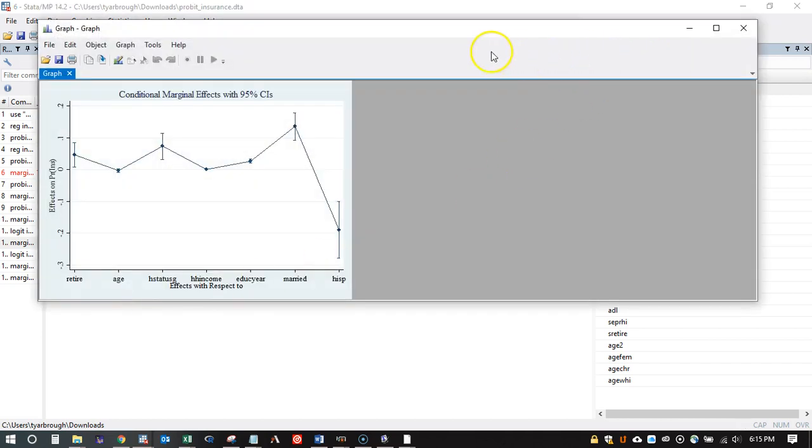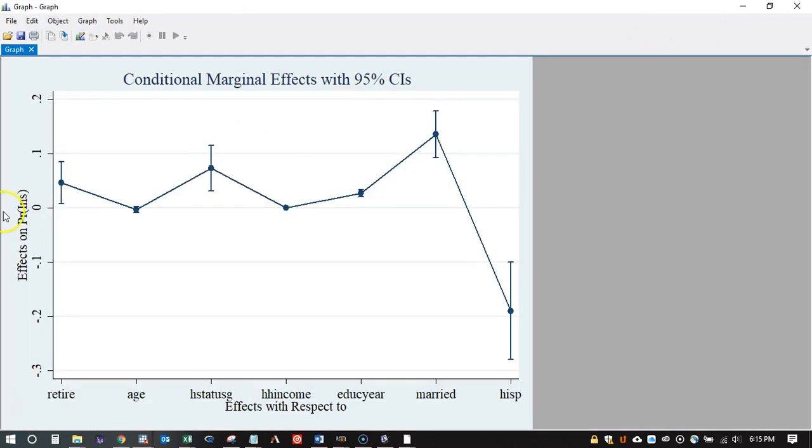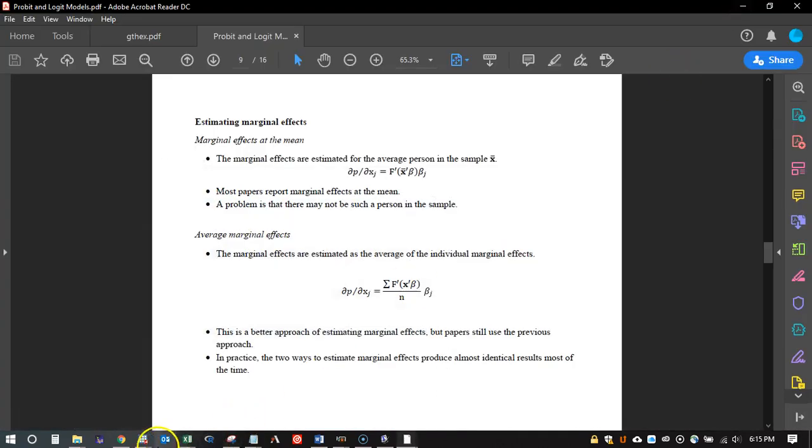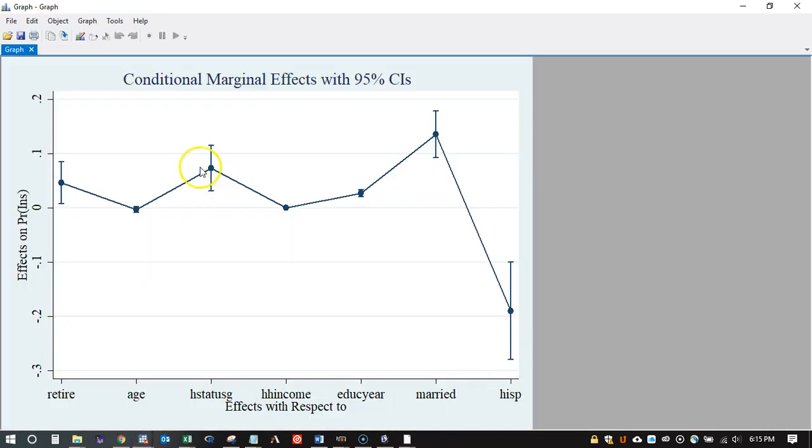All right, and this spits out a really interesting graph, and here's how you can interpret this graph. This is 0, so you can imagine here is no effect. If you look back at the regression results, you'll see that age, for example, was not statistically significant in our model, which is why you see it here at 0.